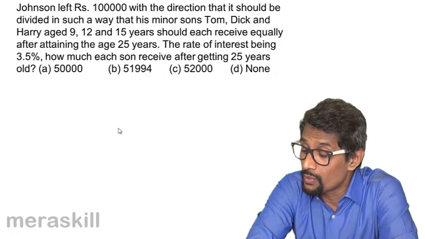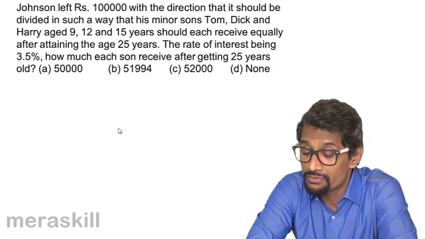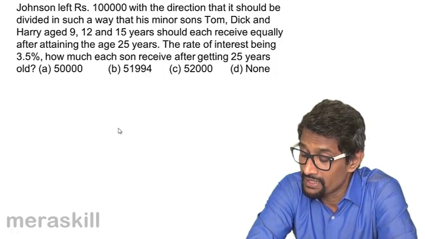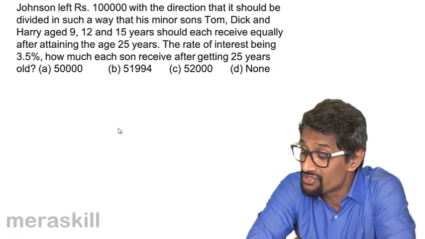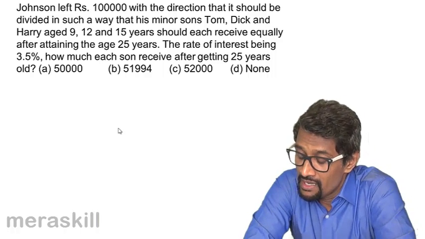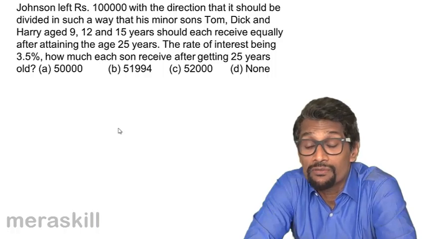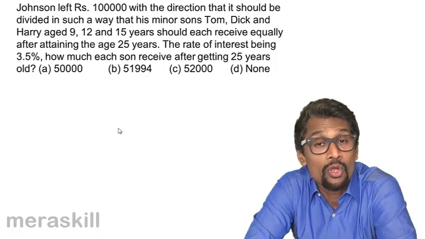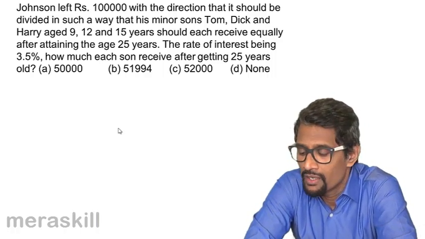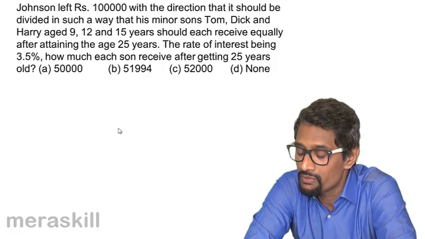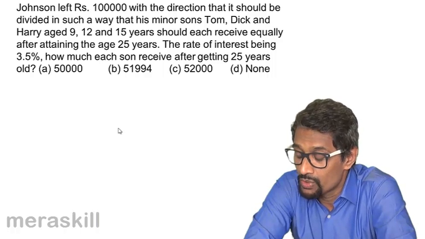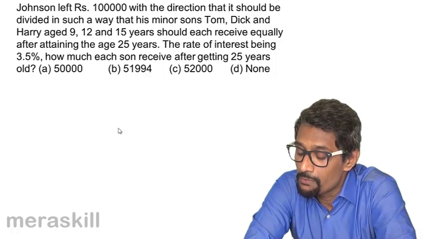What do we have here? Johnson left rupees 1 lakh with the direction that it should be divided in such a way that his minor sons Tom, Dick and Harry, aged 9, 12 and 15 years, should each receive equally after attaining the age of 25 years. He is not depositing any amount, so it's not actually an annuity, but still it is interesting, so maybe you could see how it works. The rate of interest being 3.5%.